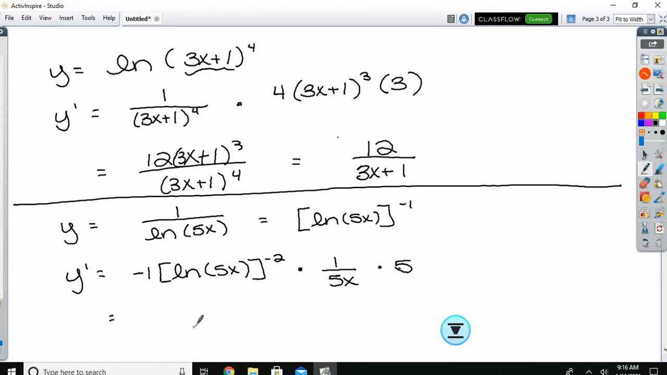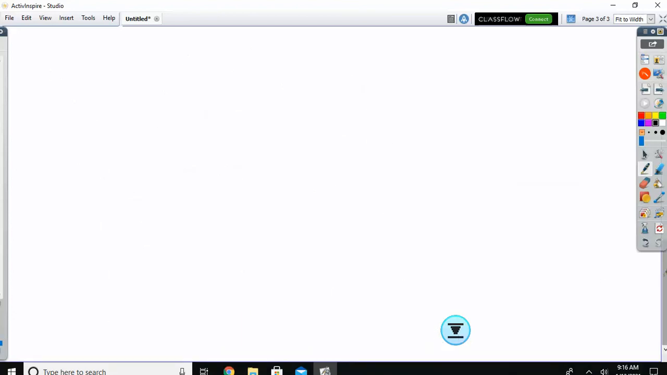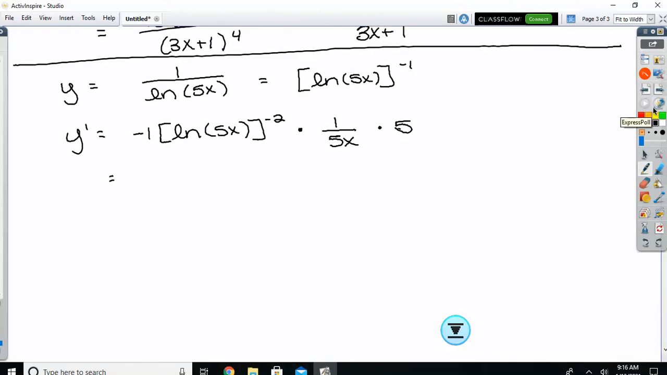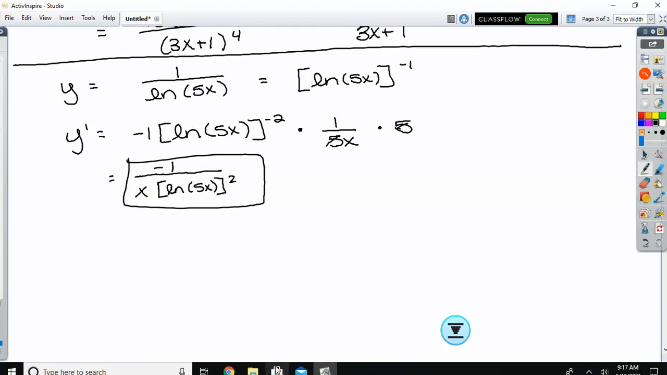Okay, let's clean this mess up. Alright, here my 5's cancel. I have a negative 1. Since this is a negative power, I could move it to the bottom. You don't have to. And I have an x. So that's my final answer.